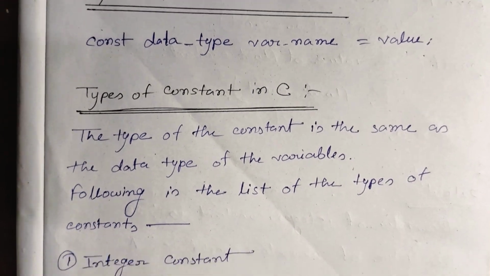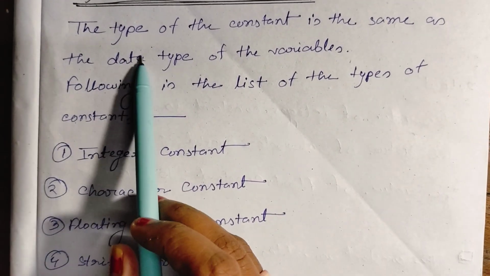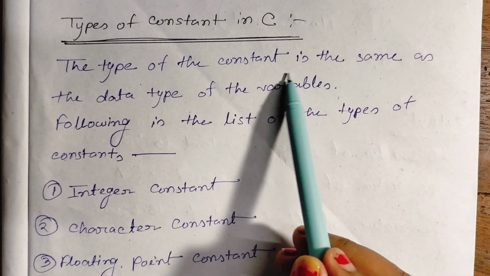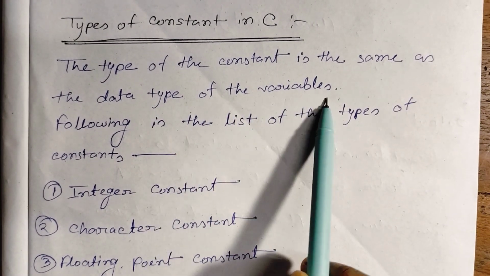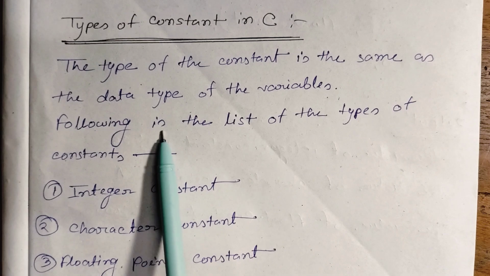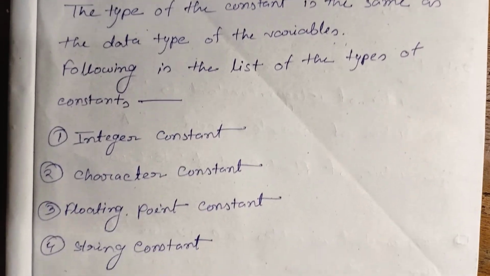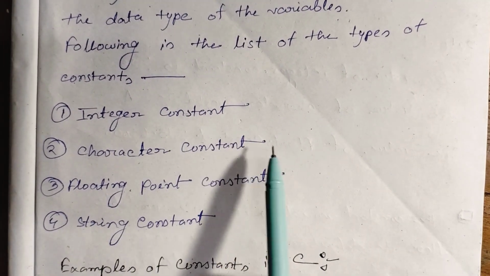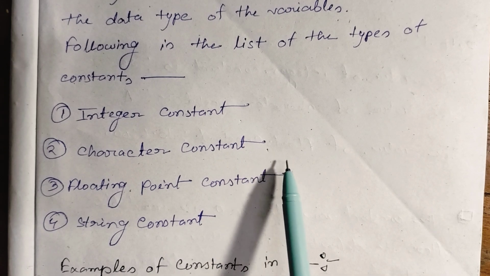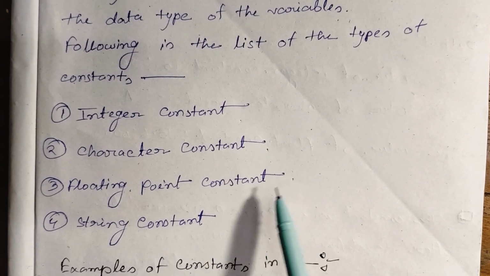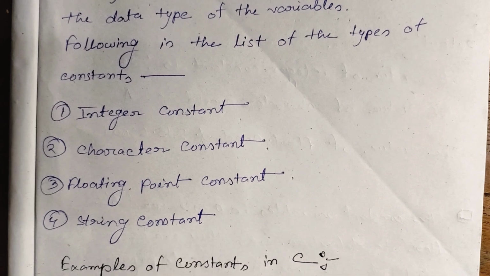After that, the types of constant in C. The type of constant is the same as the data type of the variables. Following is the list of types of constant: one, integer constant; second, character constant; third, floating point constant; fourth, string constant.